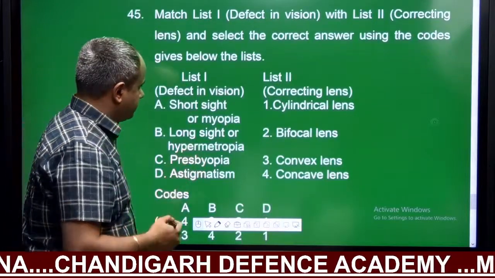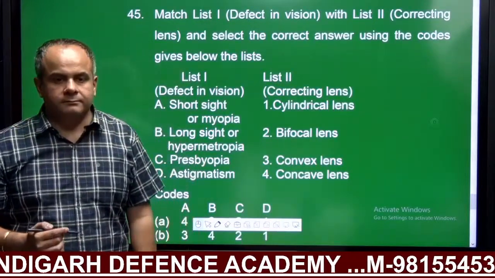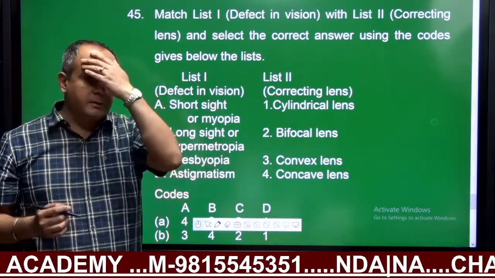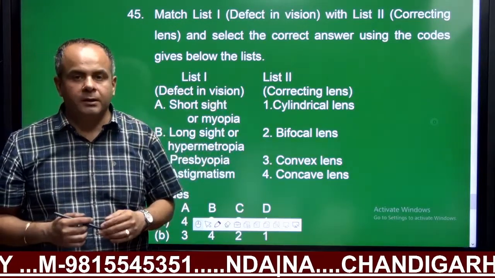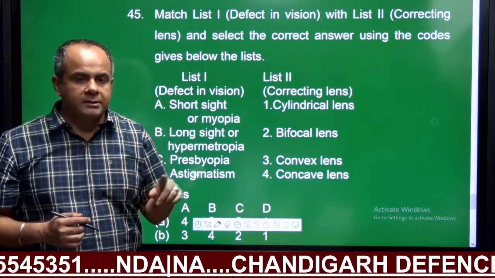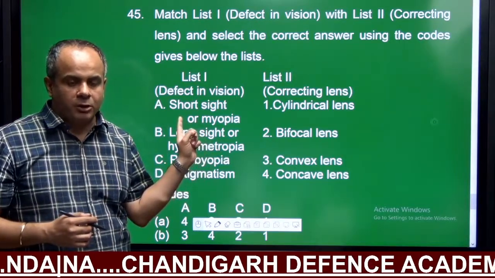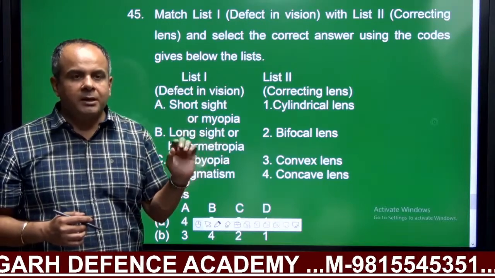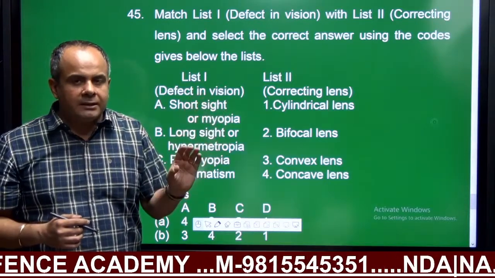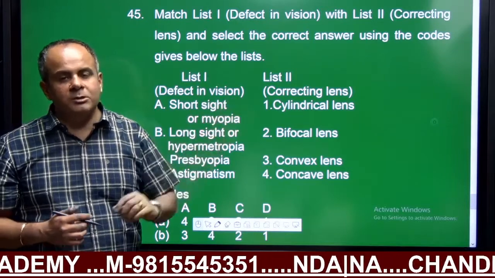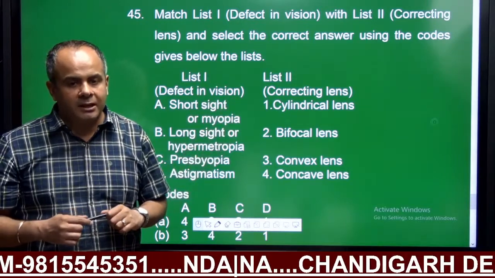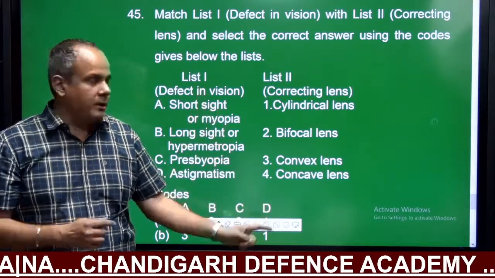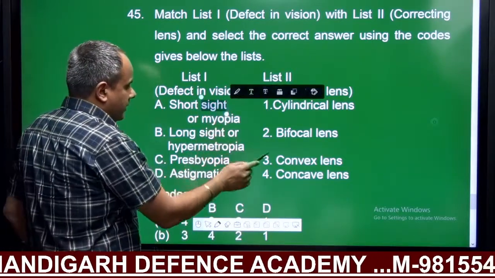मैच द फॉलोइंग. आई का जो डिफेक्ट है हमने कल समझा था, व्हाट इज मायोपिया, व्हाट इज हाइपरमेट्रोपिया. मायोपिया इज शॉर्ट साइटेडनेस, तो आई एम टॉकिंग अबाउट फर्स्ट डिफेक्ट, शॉर्ट साइटेडनेस और मायोपिया. मायोपिया में रेटिना से पहले लाइट आ जाती है, तो उसको रेटिना तक पहुंचाने के लिए कौन सा लगाना पड़ेगा? कनकेव लेंस. तो ए का बनेगा 4, है ना? ए का क्या बनेगा? 4.